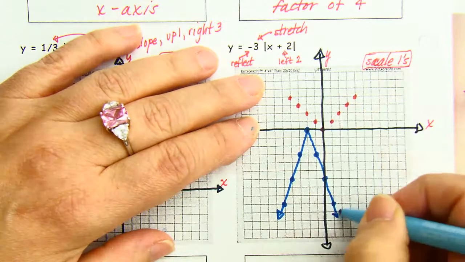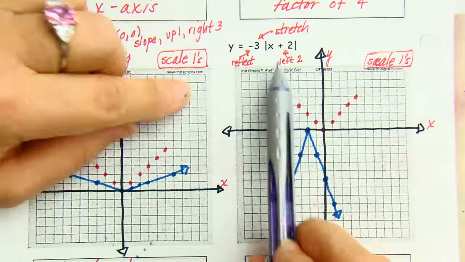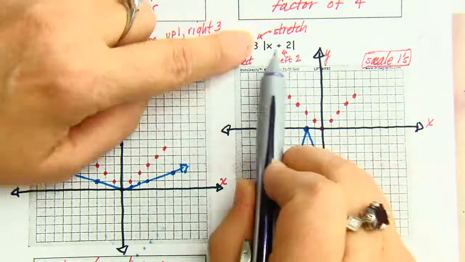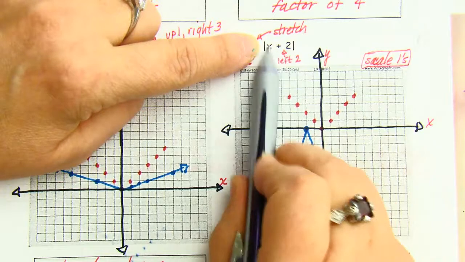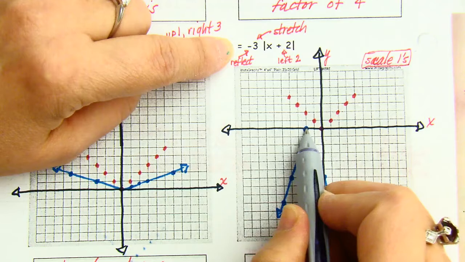I'll do the philosophical reasoning with you to show that the points do match up. So if x is negative 2, negative 2 plus 2 is 0, the absolute value of 0 is 0, multiplied with this is still 0, so that point works.